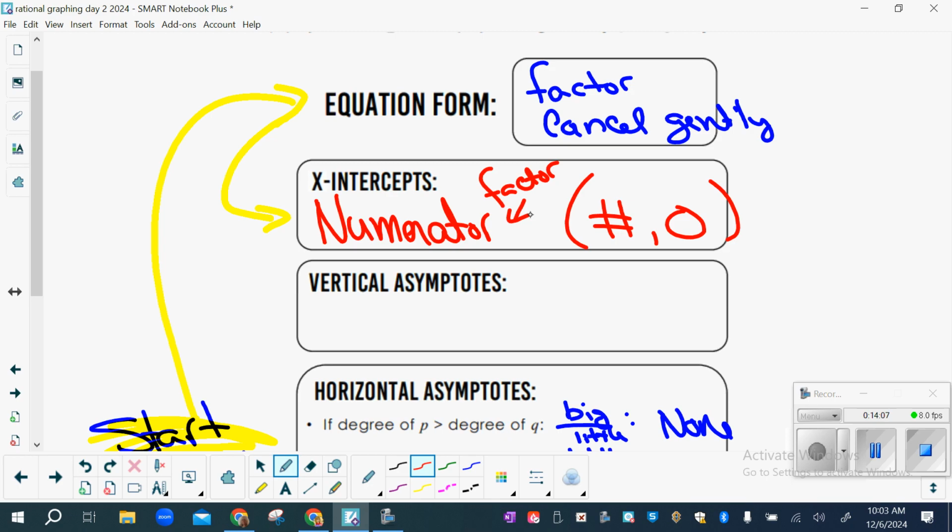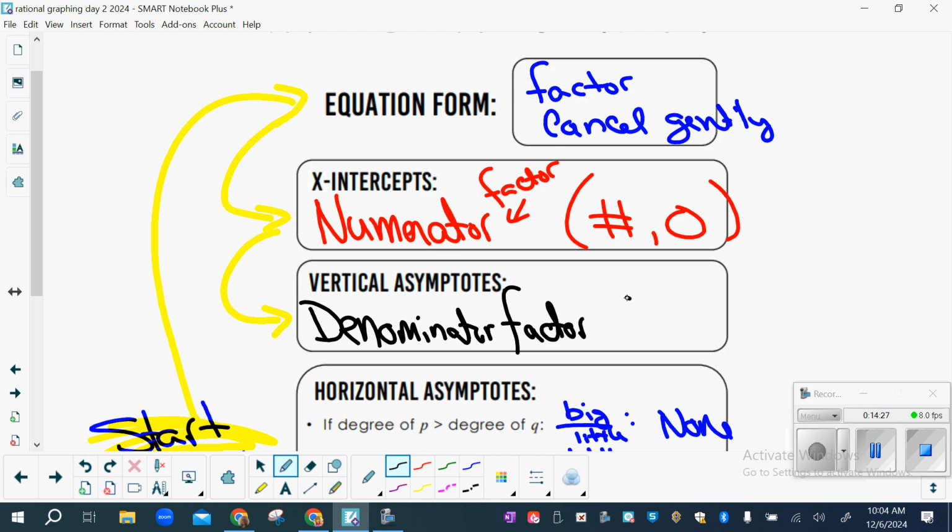Where do I go after this? I head downstairs and I do the vertical asymptote. That is the denominator factor. And this one is the easiest one for me because it's always x equals some number, right? And you just solve it. Super easy.